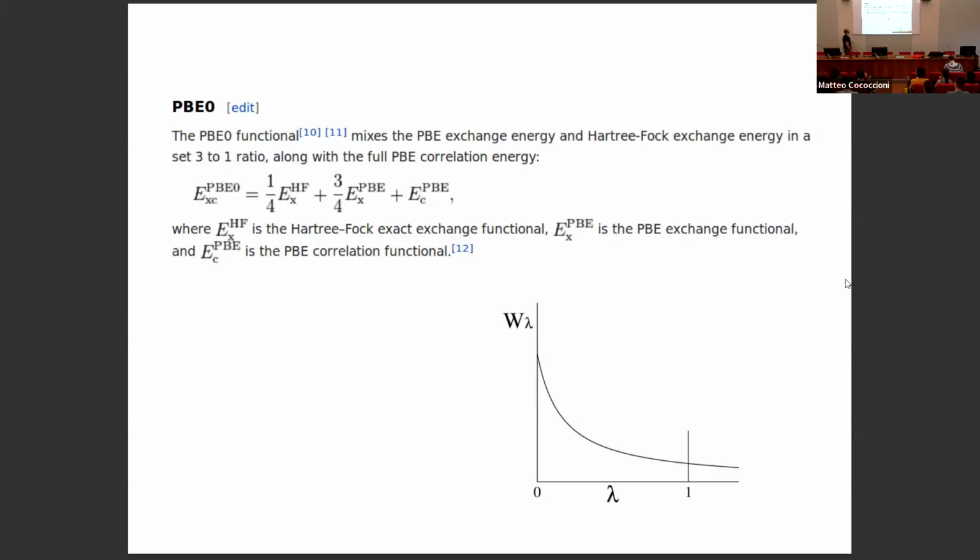Perdew and co-workers didn't like the empirical nature of that, and they had some argument, expecting some behavior, to say that the fraction of Hartree-Fock that is appropriate is 1/4. And then for the rest they use their favorite functional, that is PBE, and this is PBE0.